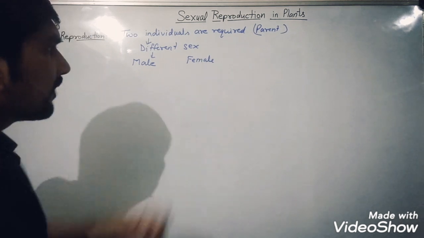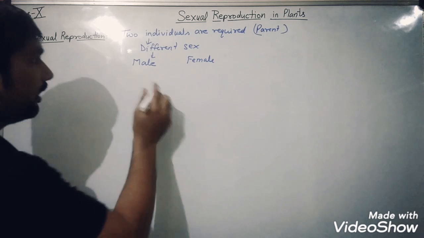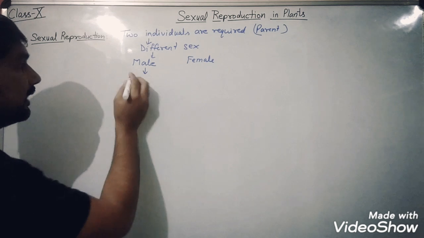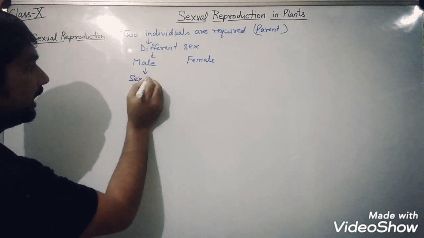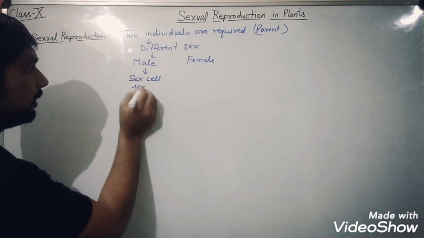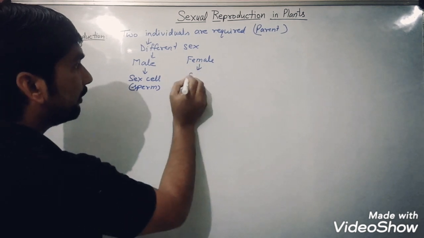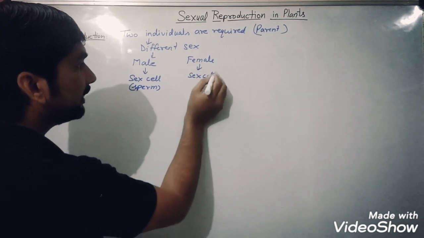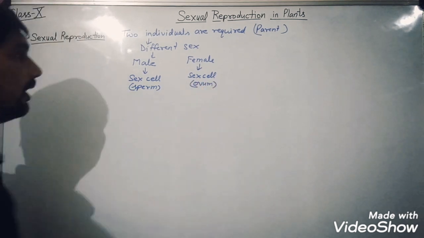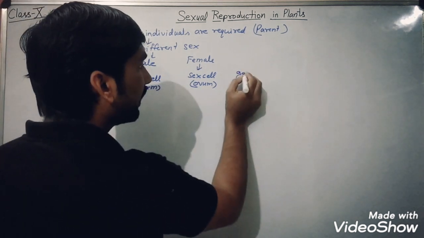During the process of reproduction, the whole body is not going to be involved. Only a few cells from the body take part in the reproduction process. Since these cells are from the opposite sexes, they are known as what? Sex cells. The male is going to produce a sex cell that is known as sperm. In the same way, the female also produces specific cells, the sex cell of the female, and these cells are known as what? Ovum.